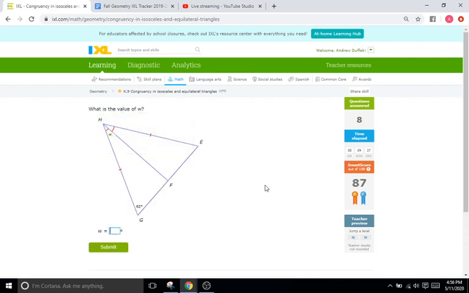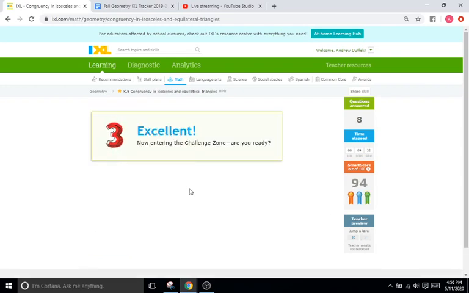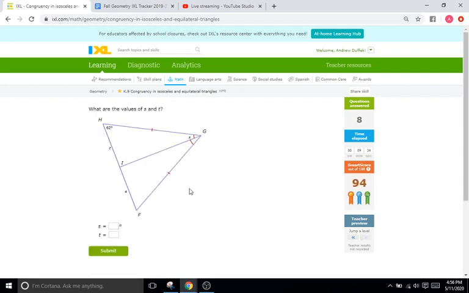I think that's where I'm going to end the video. Just use your logic to figure out what the missing sides or the missing angles are, and that will be it.